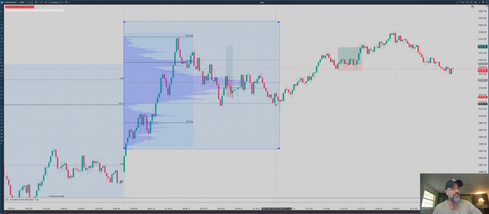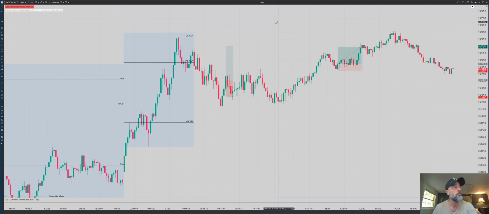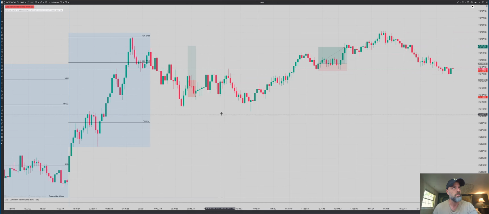It rotated back down, hit the point of control again, and it absolutely took off. I don't know if I was sleeping or just not paying attention, but I didn't take this trade, unfortunately. If you did, that's what a trade that was, because price didn't really look back from that point. The thing that gave this particular long more weight was the bounce off the point of control.